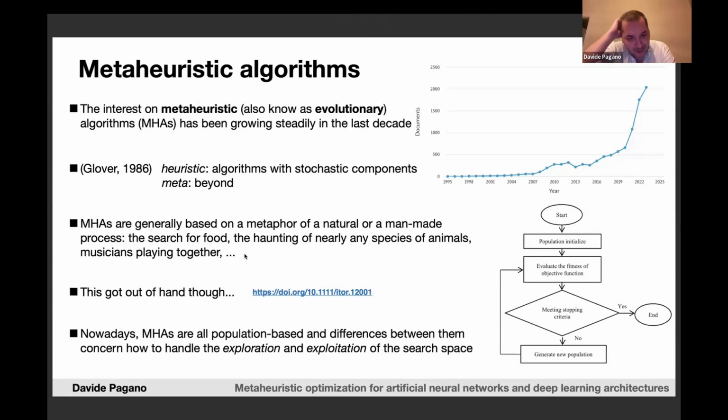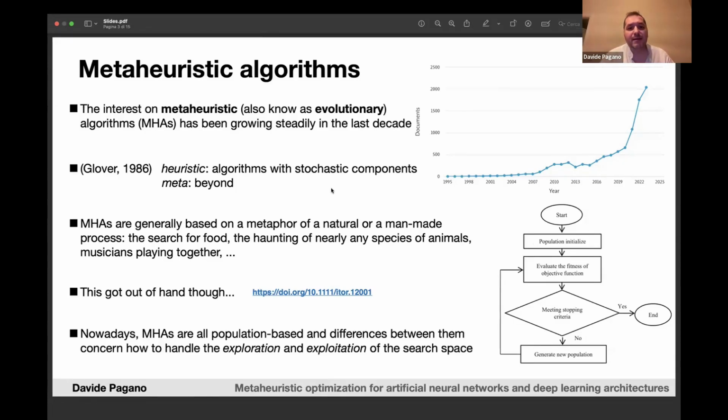Now, if you search in Scopus, Google Scholar, Web of Knowledge, whatever you like, for keywords such as metaheuristic algorithm, you will get a chart like this. This chart shows how the interest, as well as the literature on this subject, has steadily grown in the last decade. And this trend is actually driven by the new possibilities that this family of techniques has opened, especially for the optimization of neural networks.